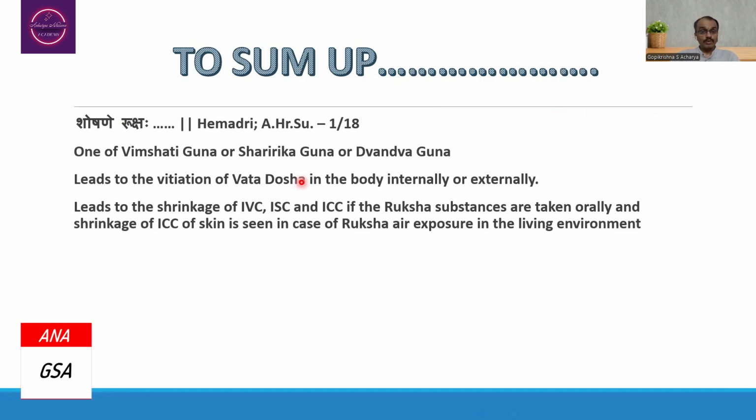Rukshata is one of the Vimshati Guna, also termed Sharirika Guna, and also termed Dvandva Guna. This will lead to an increase or abnormal increase of Vata dosha, which may happen inside the body or on the external side of the body. Whenever a person consumes Ruksha Guna substances in excess, that will lead to shrinkage of the intravascular, interstitial and intracellular compartments.